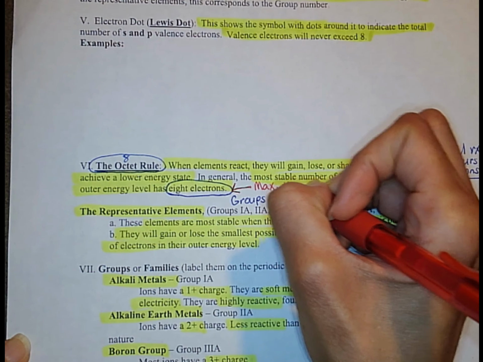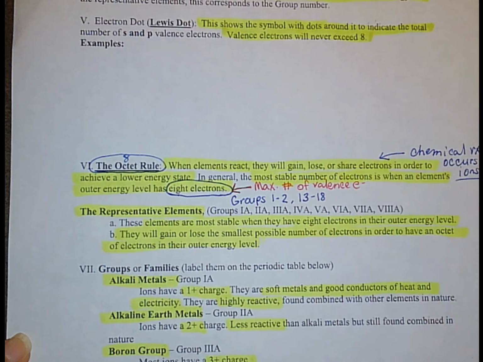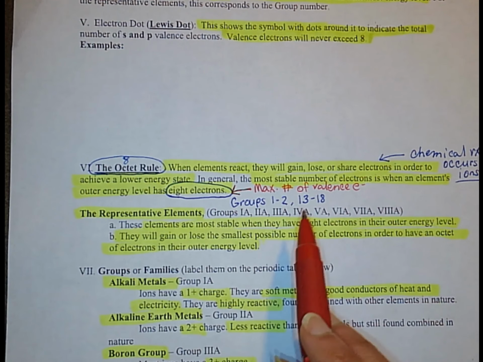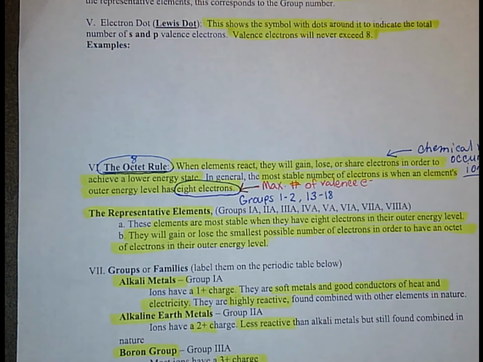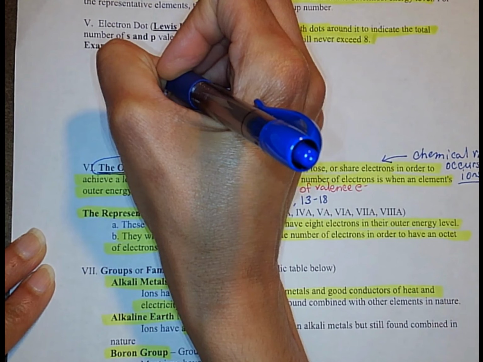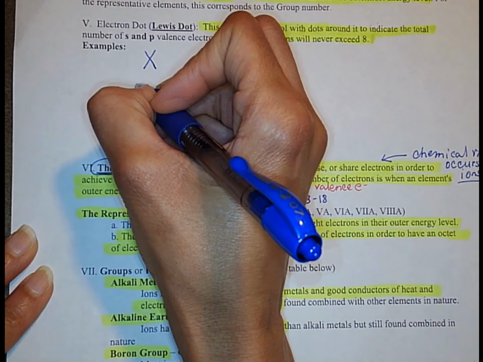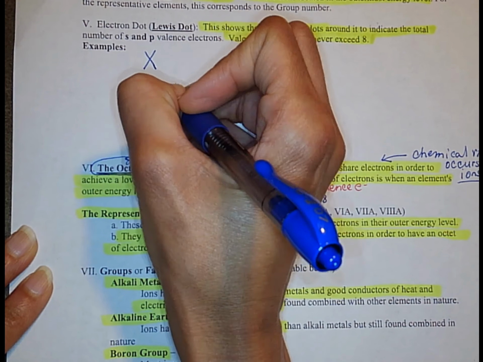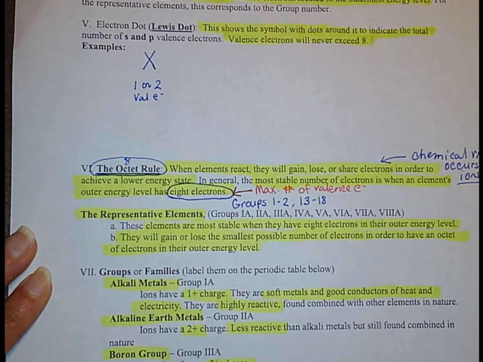Maximum number of valence electrons. Each one of those valence electrons is represented by a dot in the Lewis dot structure. There is a notation that you need to follow for the Lewis dot structure. The first notation is, let's say that you have the element X, and you only have 1 or maybe 2 valence electrons. Well, there is a certain notation for it.